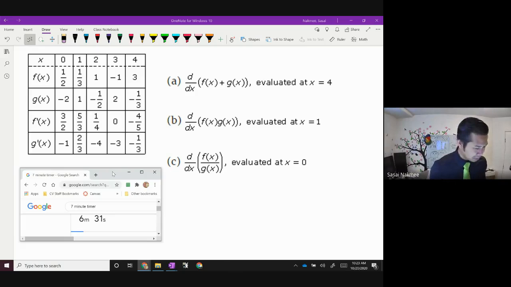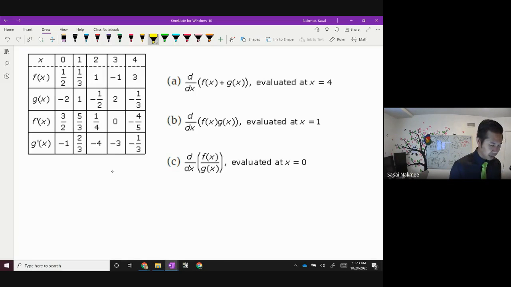If you're stuck, by the way, and you need some help on how to start this, I'll start you off with this first one. All right? d/dx is a fancy way of saying to take the derivative. So I'm asked to take the derivative of f of x plus g of x. Since the 2 functions are being separated by a plus sign, I can just take the derivative of each one and add them together.